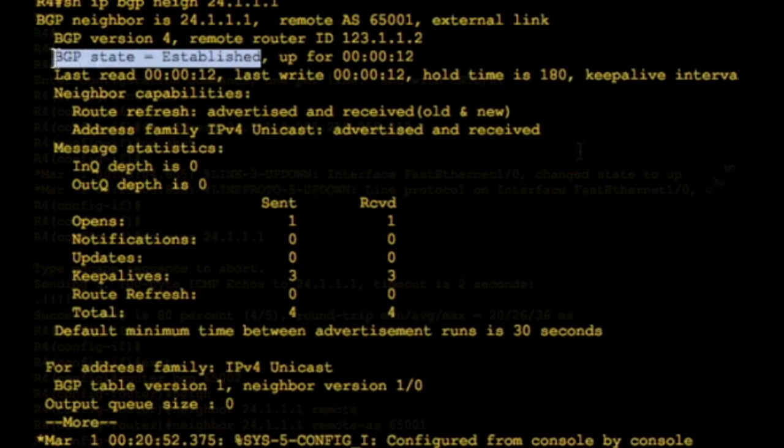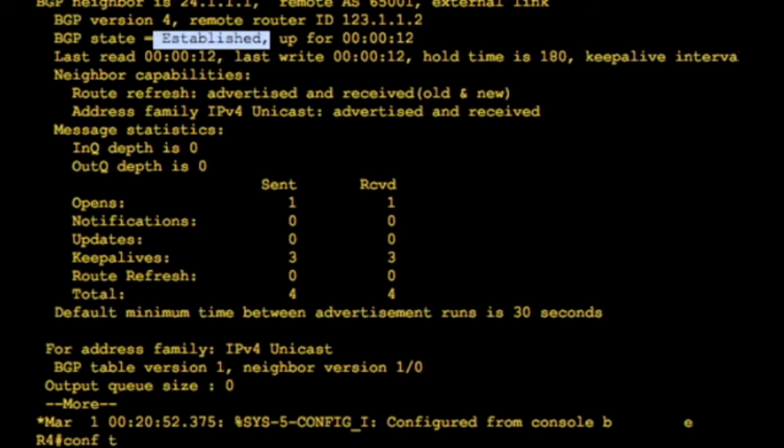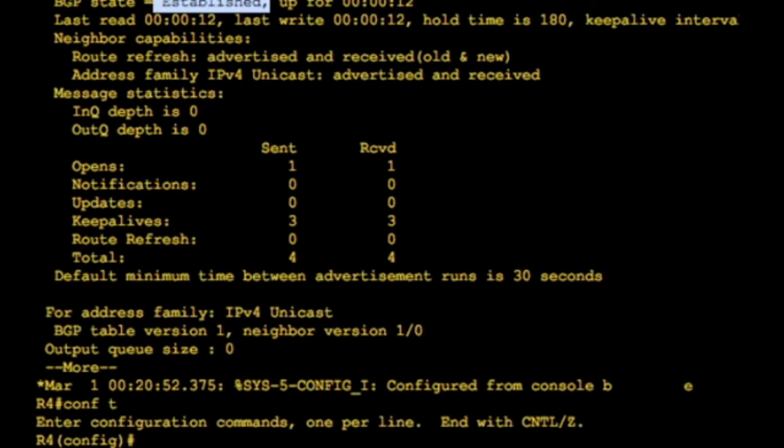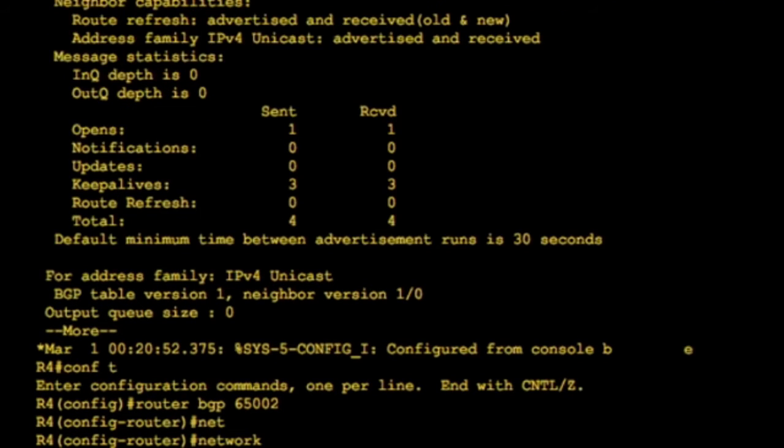If we'd done this when it was at this state, it would have said Active there. So that means it's completed its handshakes and everything's done, and it's pushed over its topology table and all that good stuff. But again, we've got no routes here, so we're not sending out anything and we're not receiving anything. So let's just put some routes into this table, BGP 65002, and we'll just put one of these networks in right now.